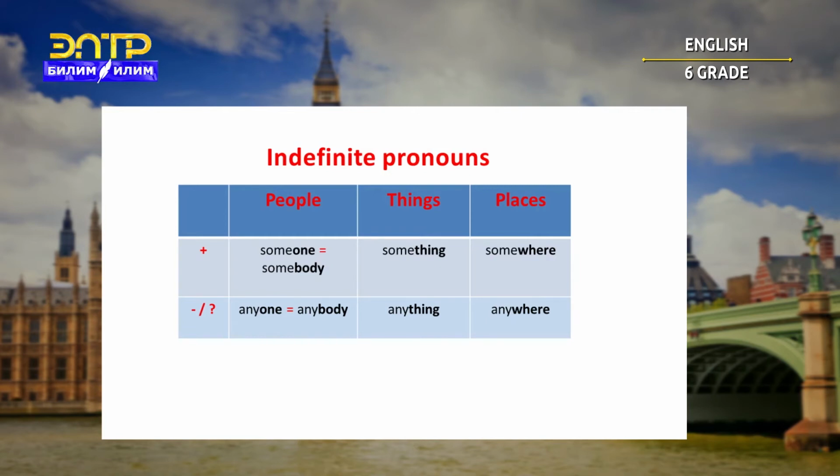About things, in positive sentences we use the indefinite pronoun something. In negative sentences and questions we use anything. About a place, in positive sentences we use the indefinite pronoun somewhere. In negative sentences and questions we use the indefinite pronoun anywhere.